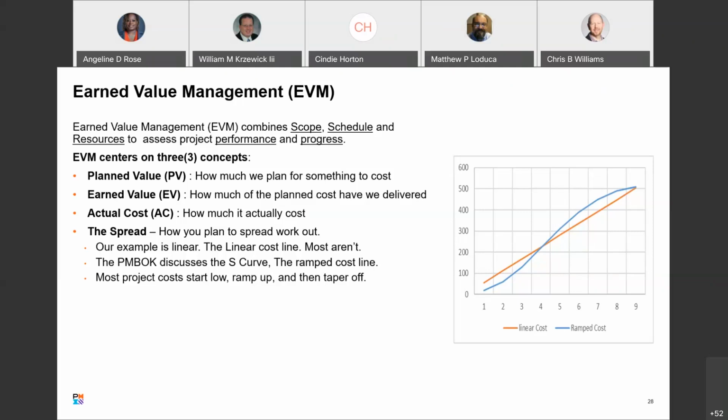Our example that we're going to walk through tonight is linear, and it follows a straight path, a straight line. And like it says, most aren't. The PMBOK Guide discusses the S-curve. You'll see that, where the cost will change throughout the life cycle of the project. It will start low, ramp up, taper off. It's one example. It doesn't have to follow that. It could have more curves in it. But just as an example, it doesn't have to follow a straight line. But tonight, our example is going to have a straight line.